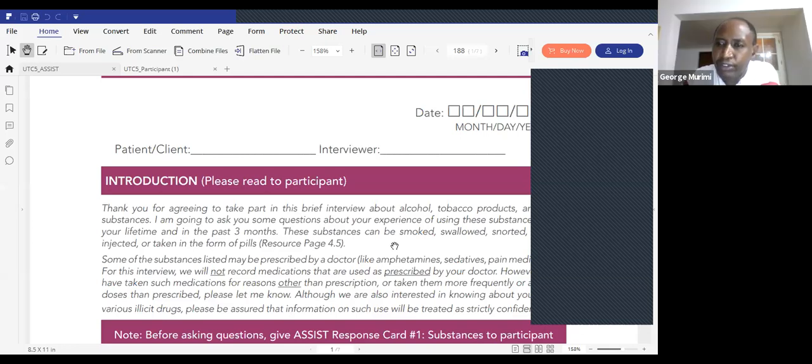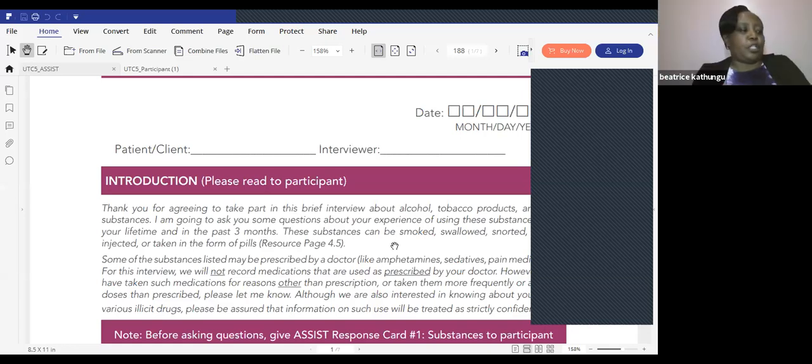I think so far, very clear. Thank you very much. So now that is the first card we are going to be using. The second card we are going to be using is also a card that will help you to answer some of my questions. This card is supposed to help you in terms of knowing the pattern, the timelines, that you have been using the substance.